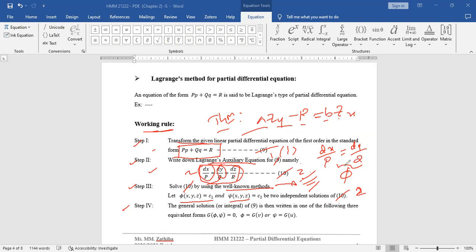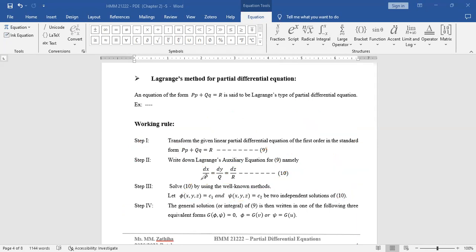Any idea? We have already studied elementary differential equations. We are studying ODE as well, so you may have some knowledge. Can you tell me, if I take these two, dx over P equal to dy over Q, what knowledge do you have to solve this one? Can you tell me in a word? So the answer, let's say phi is equal to something equal to C1. How can you get it?